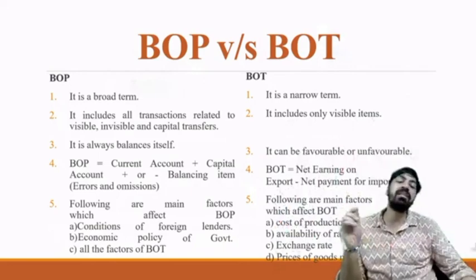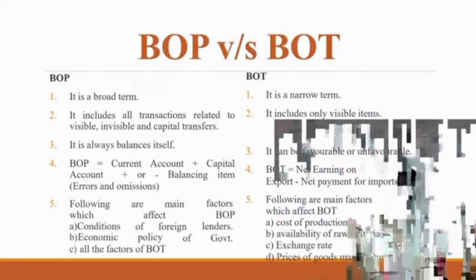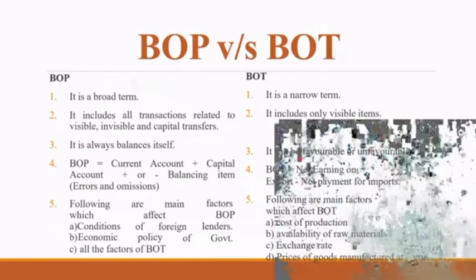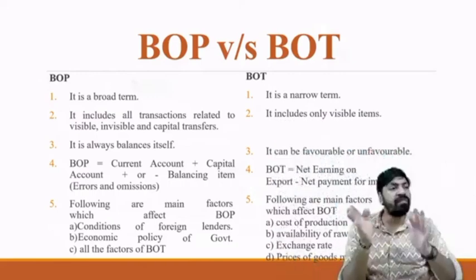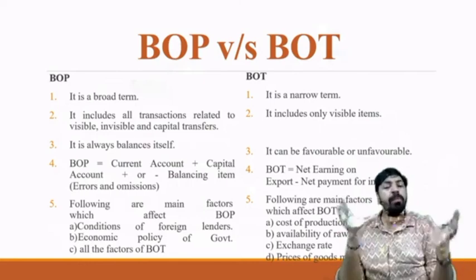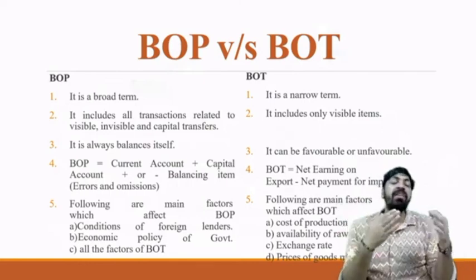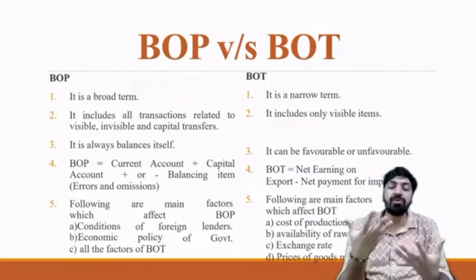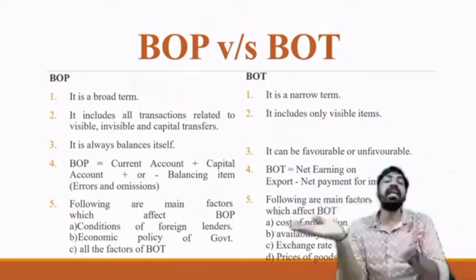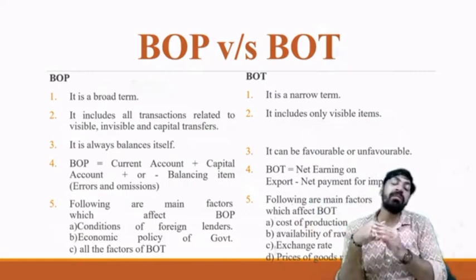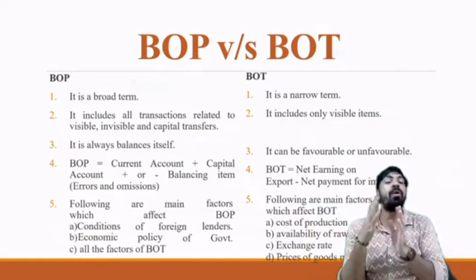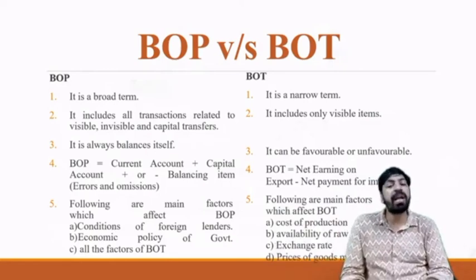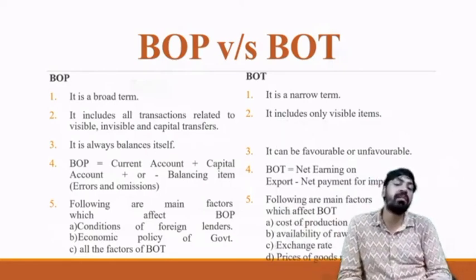And all the factors of the balance of trade also matter, whether it is the exchange rate, whether the raw materials are available on time, or whether the prices of the goods are manufactured at the home country like India. If I am a resident of India, my country stands for the home country. If I'm dealing with another country, that country stands for the host country. So cost of production also influences the balance of payment.